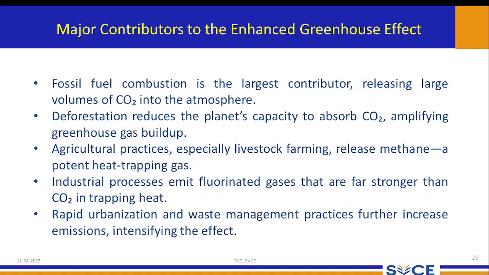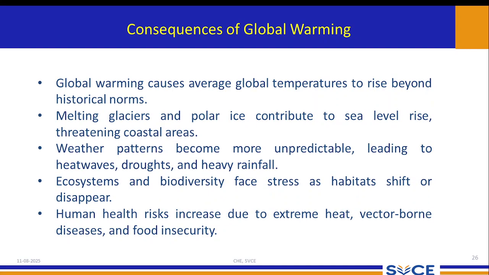Just imagine. Rapid urbanization and waste management practices further increase the emissions, intensifying the effect. So human activities enhance the greenhouse effect. These are the things we need to consider for the sustainability of the planet.